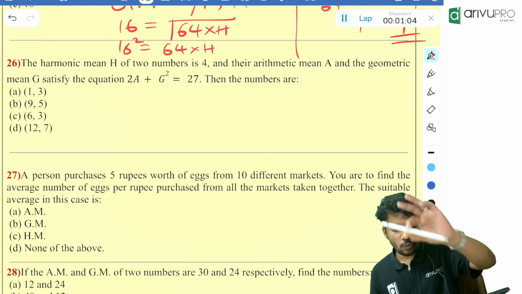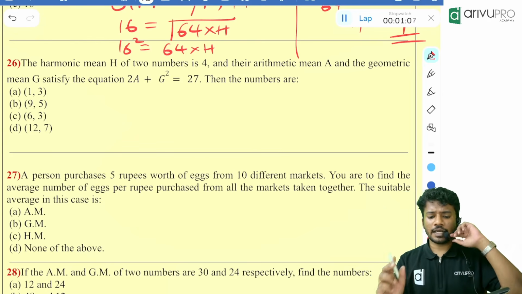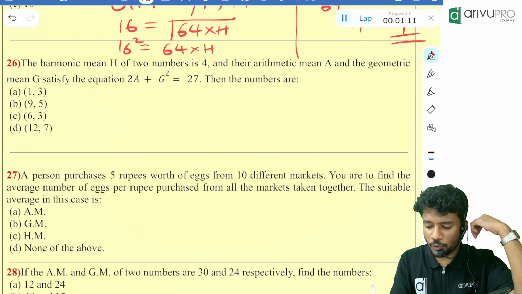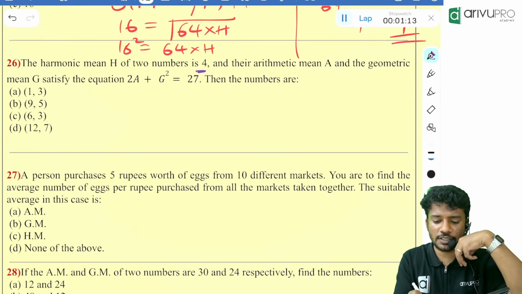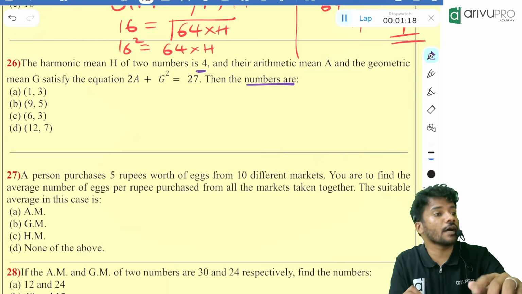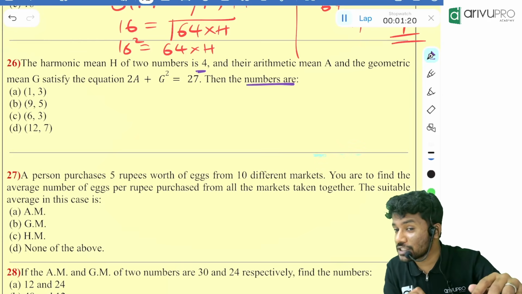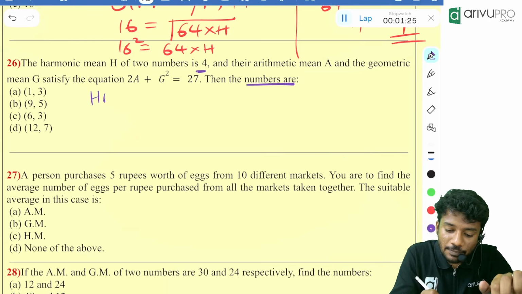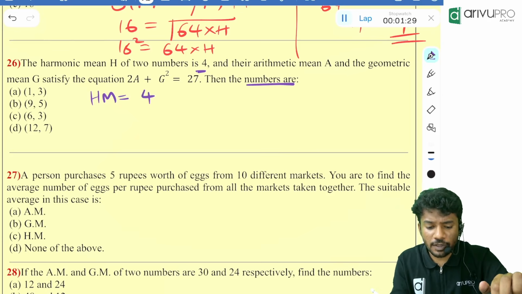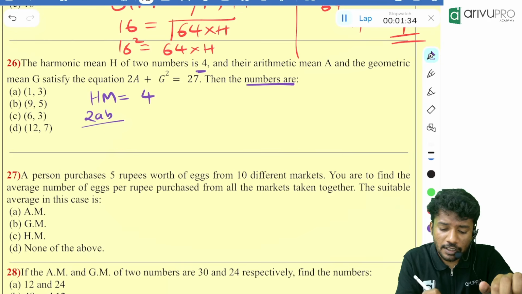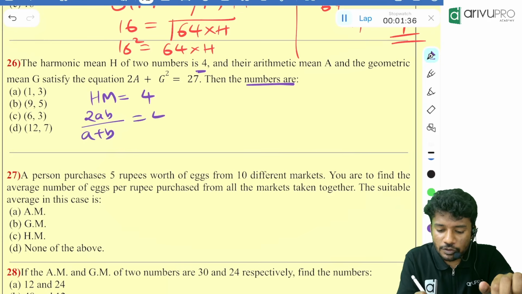Now, people, what is given? The harmonic mean of two numbers is what? What is given in the question? Harmonic mean of two numbers is 4. Then they are asking for what? They are asking for the numbers. They are not asking for GM or HM. They are asking for numbers. HM is equal to what? 4. Correct? What is the formula when two numbers are involved? How will you write HM? 2AB divided by A plus B, which is equal to 4.